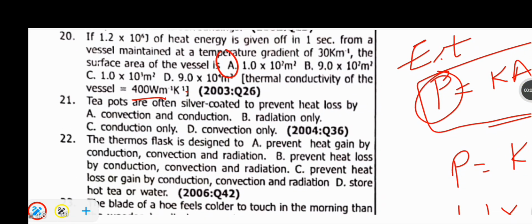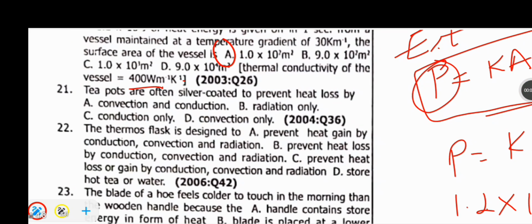Then next one, teapots are often silver coated to prevent heat loss by. Anytime you see anything silver coated, polished, whatever, just choose radiation straight up. So teapots are often silver coated to prevent heat loss by radiation only. Nothing concerns silver coated with convection and all this other stuff here. So just choose radiation. Answer is B.